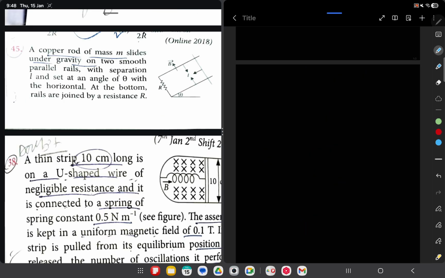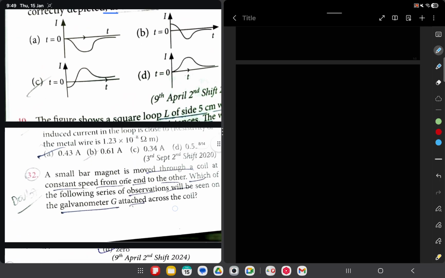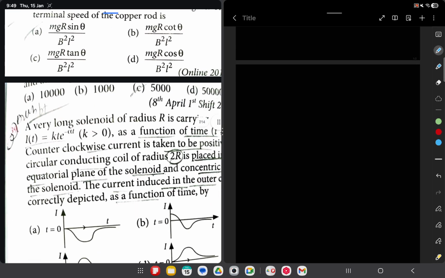So a question is given: a copper rod of mass m slides under gravity on two smooth parallel rails with separation L and set at an angle theta with the horizontal. At the bottom the rails are joined by a resistance R. So here are the options. There is a uniform magnetic field B normal to the plane of the rails as shown in the figure. Find the terminal speed of the copper rod.